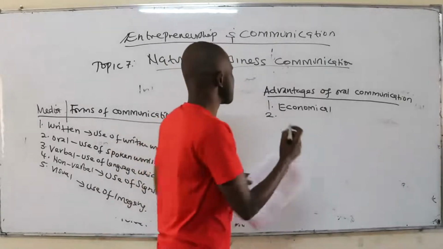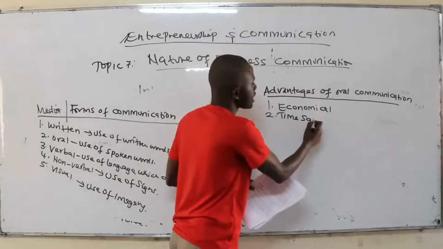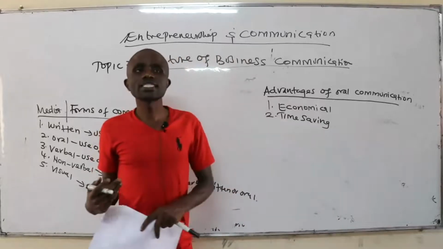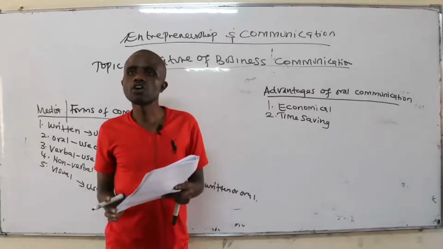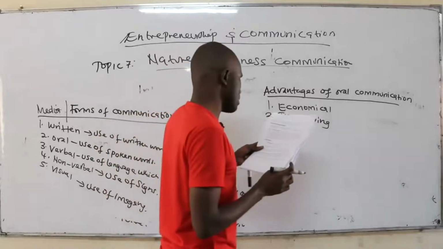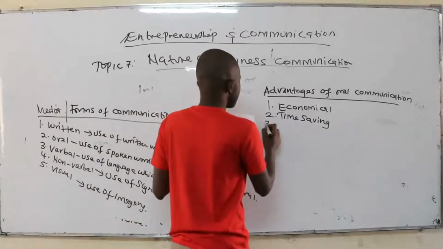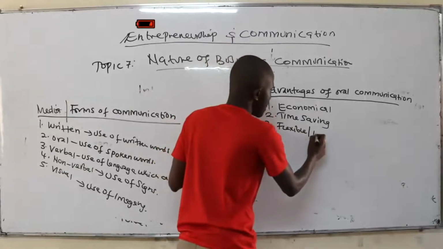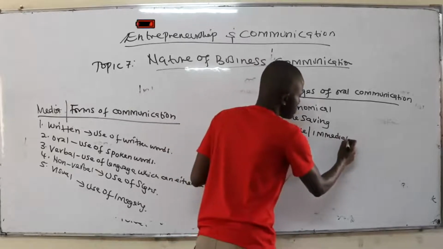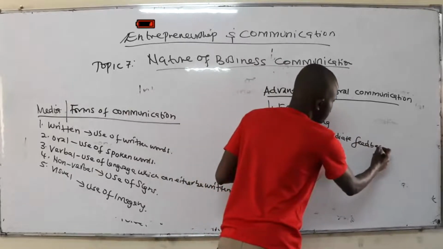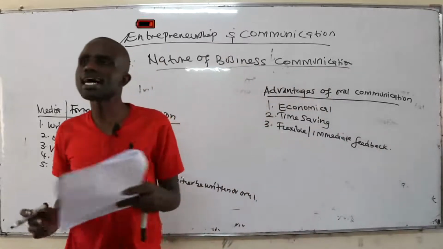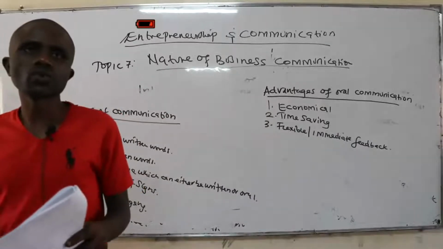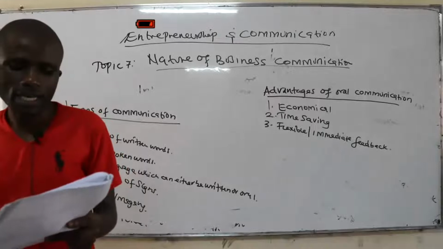Number two, time saving. You can see we are repeating the same answers to do with factors. For instance, if the communication is urgent, then you go for oral communication. Three, it's flexible, or in other words, there is immediate feedback. It gives an opportunity to the sender to clarify. Is that clear?